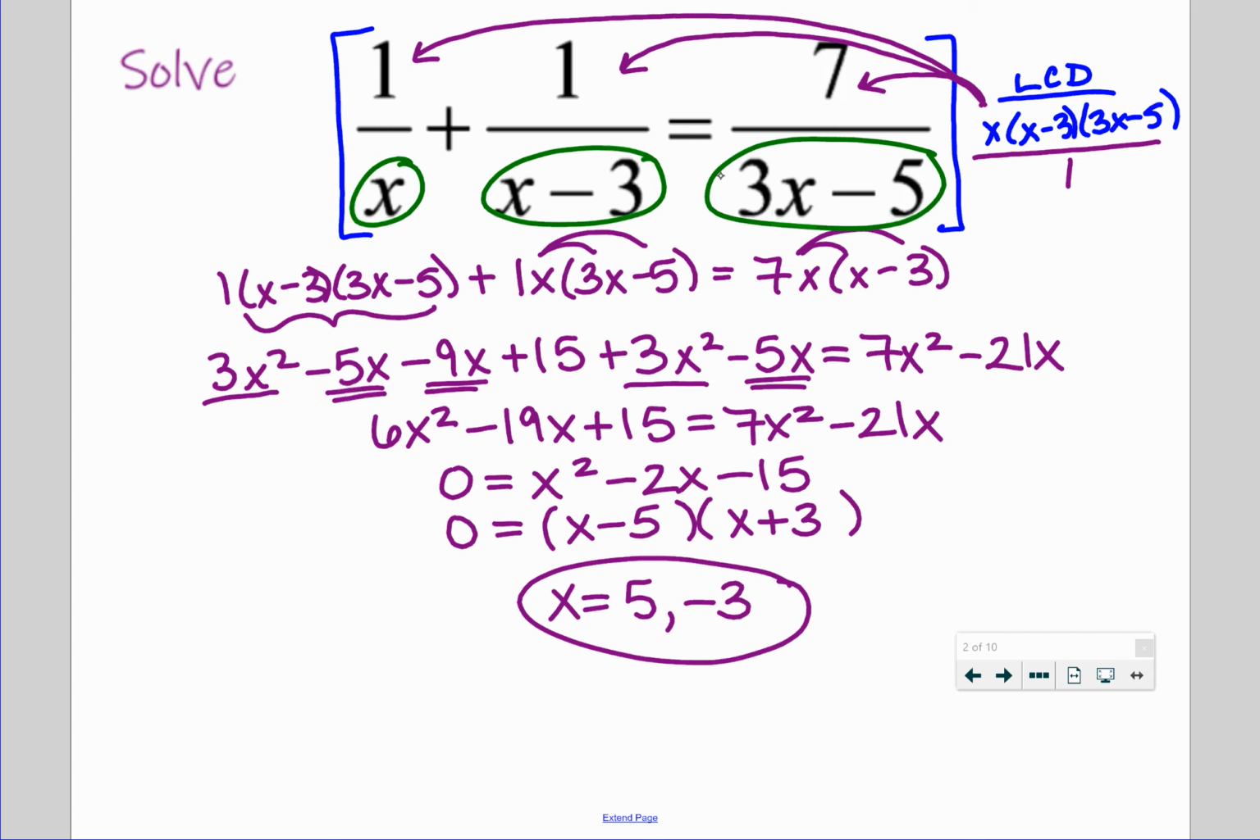This problem, along with a lot of other ones on this part of the test, you can check your answer more so than just checking for extraneous answers. If you have extra time, you can plug your numbers back in. Plug 5 back in on both sides, make sure you get a true statement. Plug negative 3 back in on both sides and make sure you get a true statement.